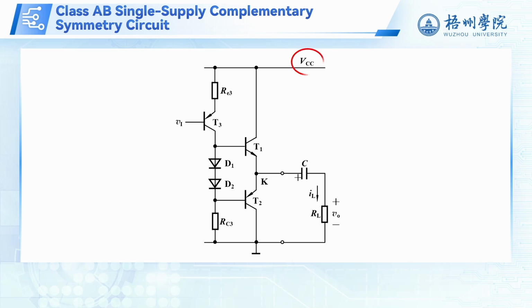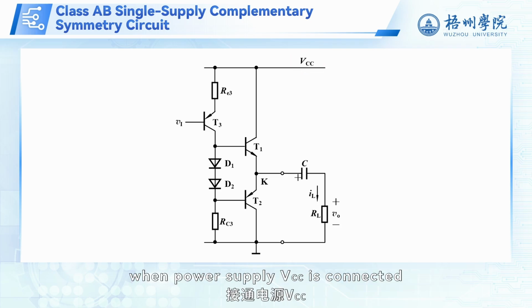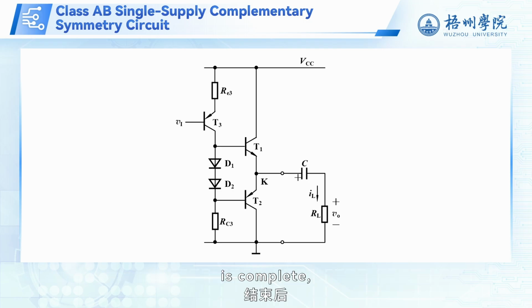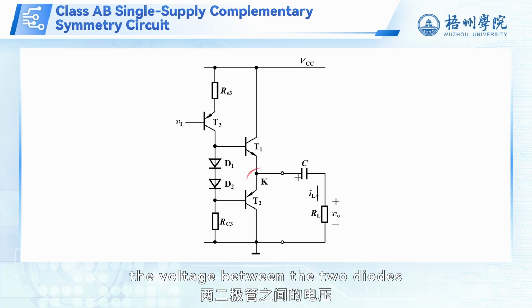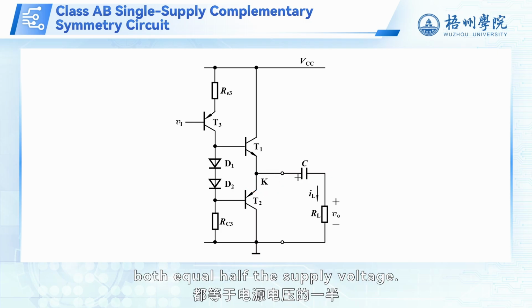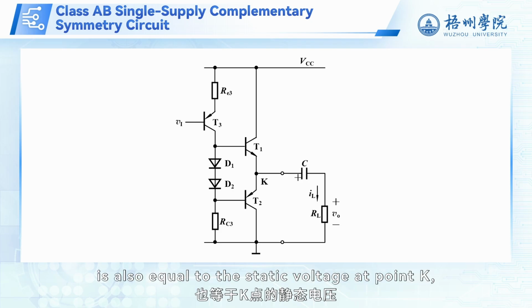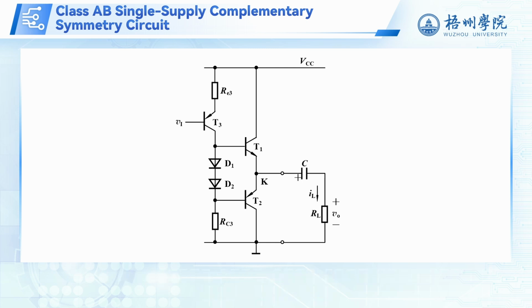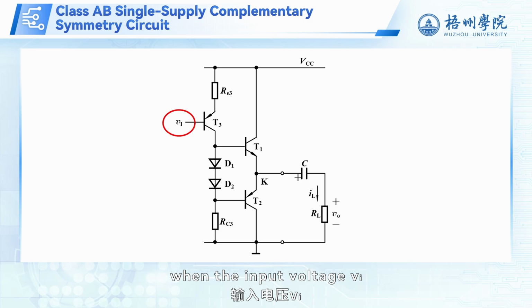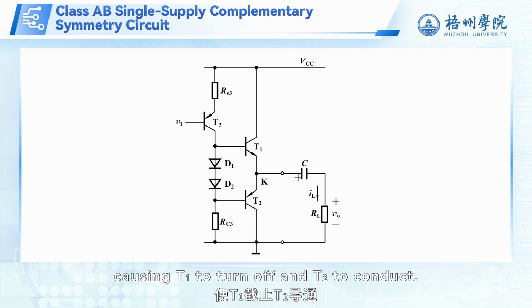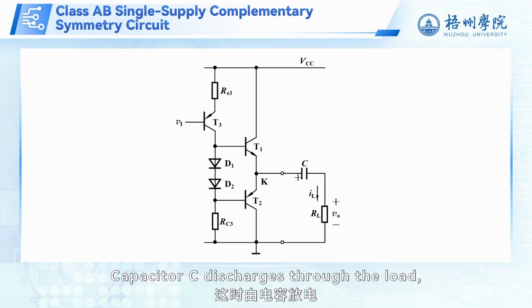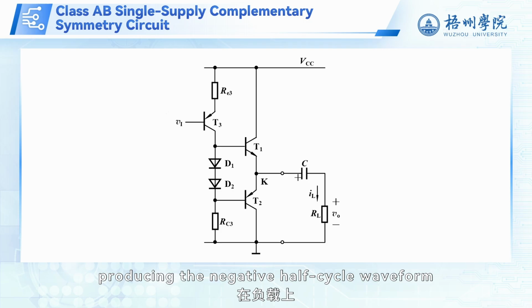In the static state, when power supply VCC is connected and the transient charging of capacitor C is complete, the voltage between the two diodes and the voltage at point K both equal half the supply voltage. At this point, the voltage across capacitor C is also equal to the static voltage at point K, i.e., half the supply voltage. During operation, when the input voltage Vi is in its positive half cycle, T3 outputs a negative half cycle, causing T1 to turn off and T2 to conduct. Capacitor C discharges through the load, producing the negative half cycle waveform at the load.